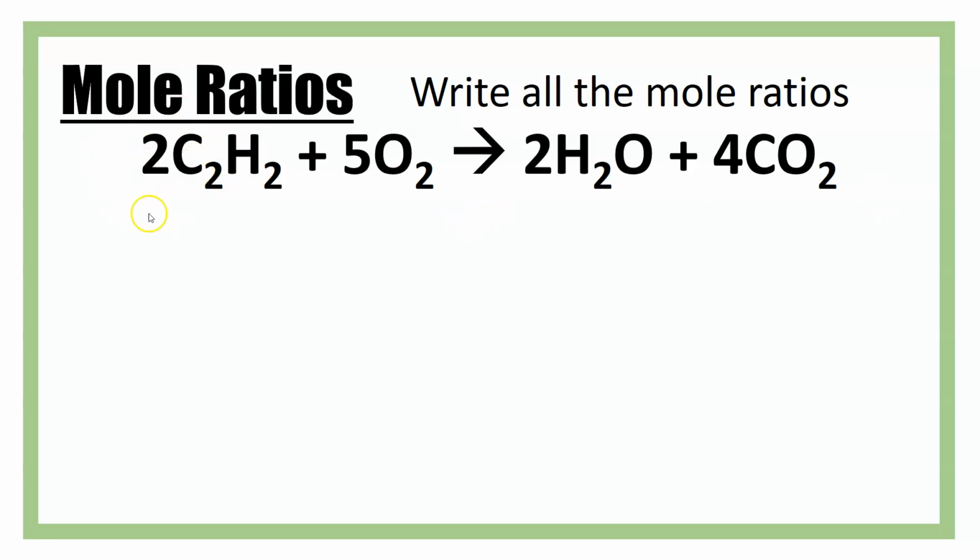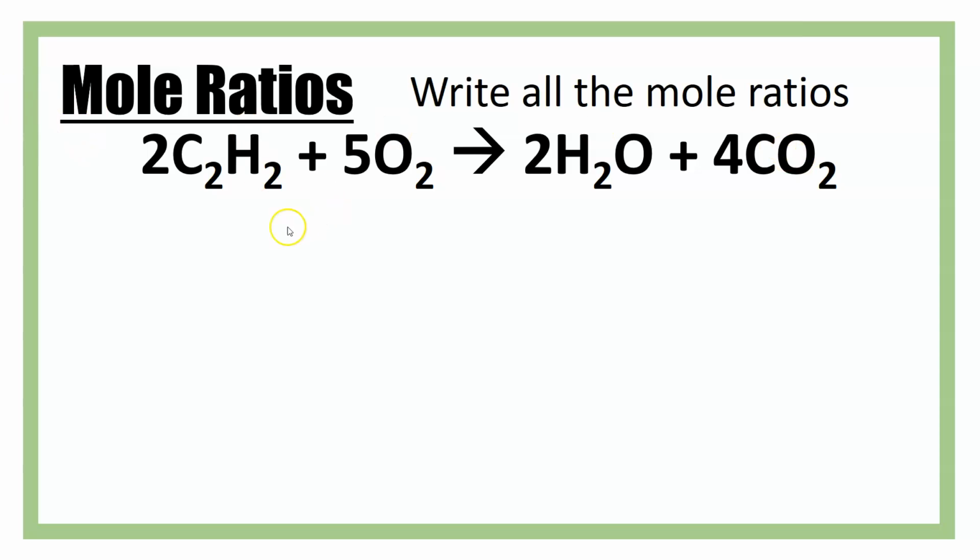So I'm going to start with C2H2 and relate it to oxygen. Then I'm going to do C2H2 to water. Then I'm going to do C2H2 to carbon dioxide. Then I'll move over. I'll do oxygen and water, oxygen and carbon dioxide. Then I'll do water and carbon dioxide. If you do it like that, kind of a left to right, you'll get all the combos and you won't double up on anything or miss anything.